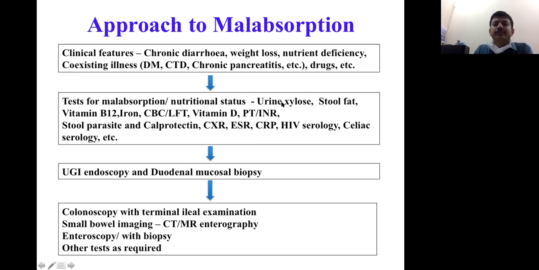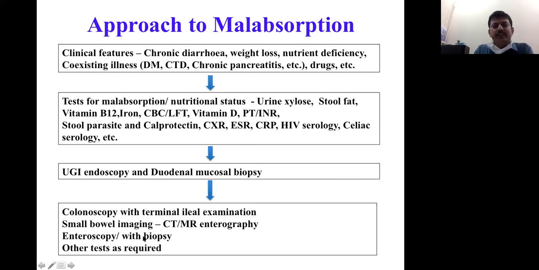The tests we usually do are urine xylose, stool fat, and then nutrients like B12, iron, etc. Then you look for the specific etiology by doing stool tests, chest X-ray, other blood tests, serology, endoscopy with biopsy. By this stage, in a lot of patients you will have the diagnosis. If the diagnosis is not clear, then you have to move on to evaluation of the small and large bowel, in the form of colonoscopy with biopsy and small bowel imaging.